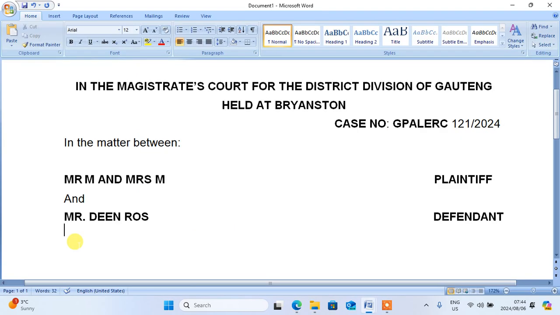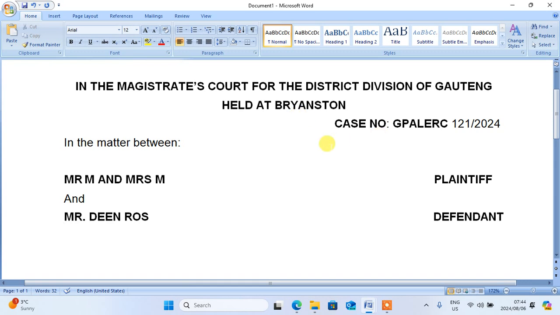Therefore, when you come to answer the question, you will say, in the magistrate court for the district division of Gauteng held at Bryanston. Remember, things have taken place in Bryanston. It's very important to write like this. So write it like this. If it is a regional, you will have to put regional. However, the amount is less than 200,000. Therefore, the district can hear this kind of case. In the magistrate court for the district division of Gauteng held at Bryanston.